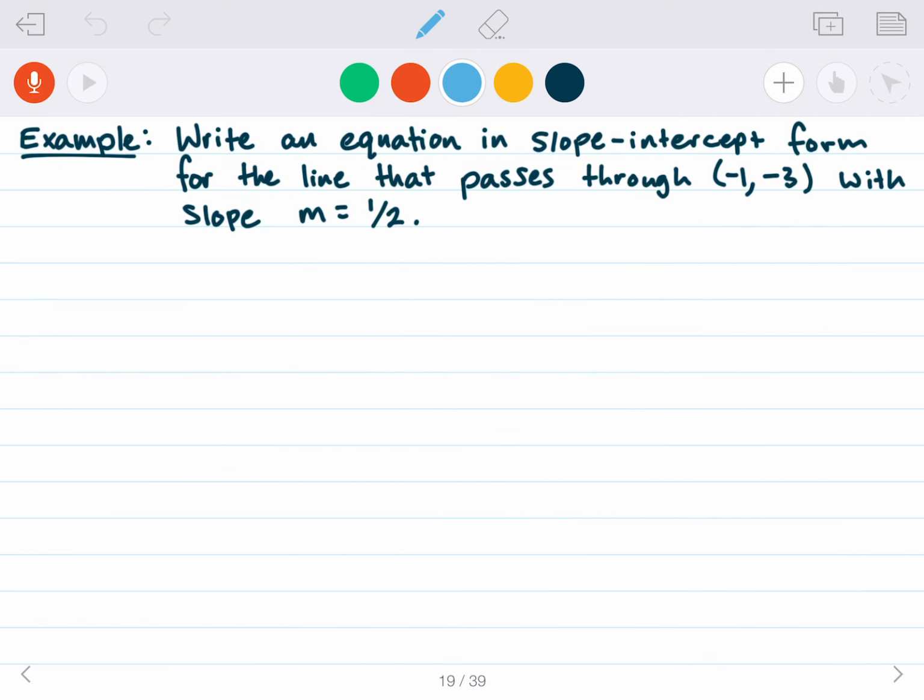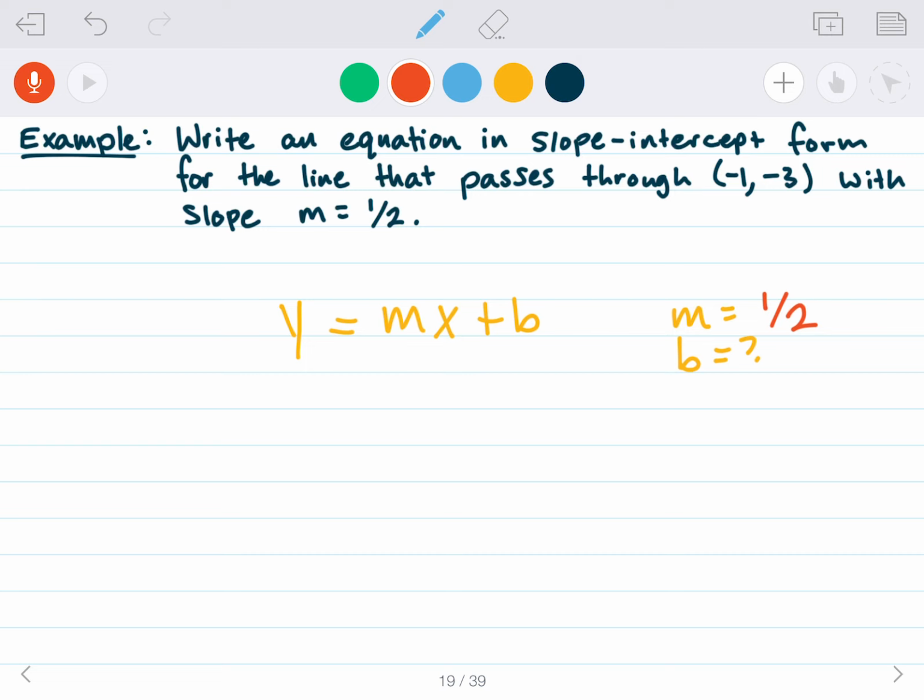Okay, so next example: write an equation in slope-intercept form for the line that passes through (-1, -3) with slope m equals 1/2. All right, so we want to write this in the form y equals mx plus b. And the question is, what is m and what is b? If we know these two things, we can easily write the equation. Well, we know what m is. It tells us it's 1/2. So we already have half of the problem solved. Now we need to figure out what b is.